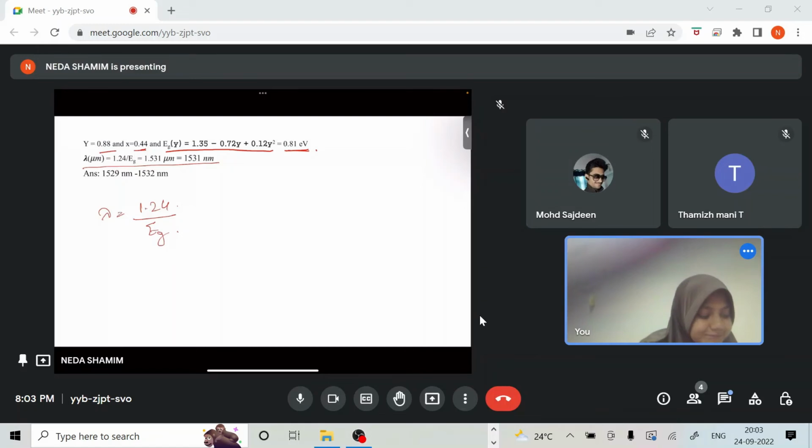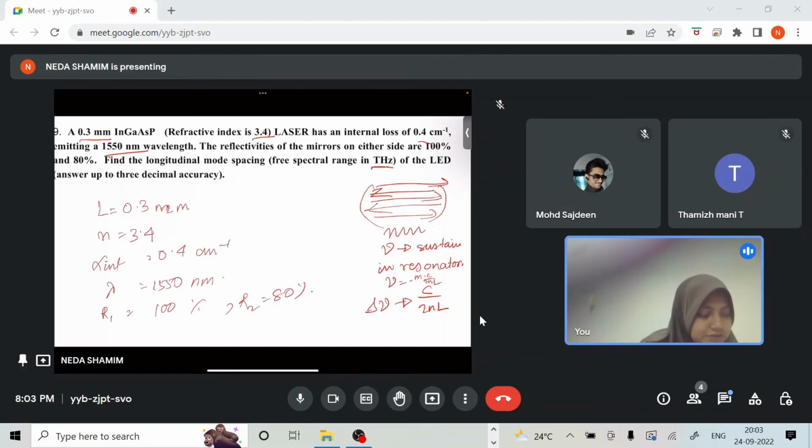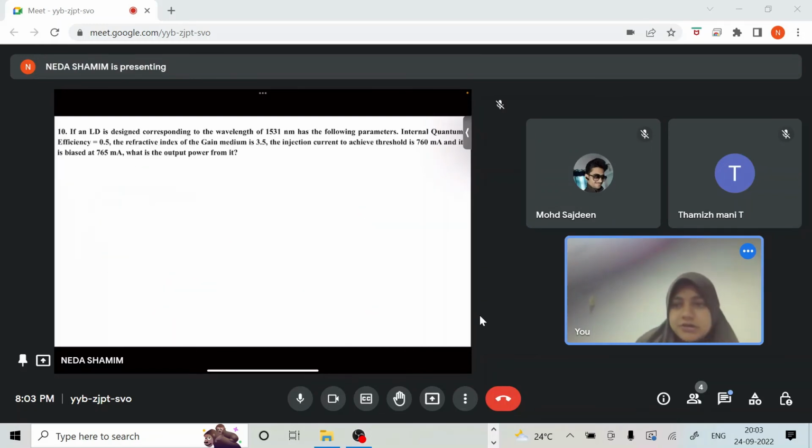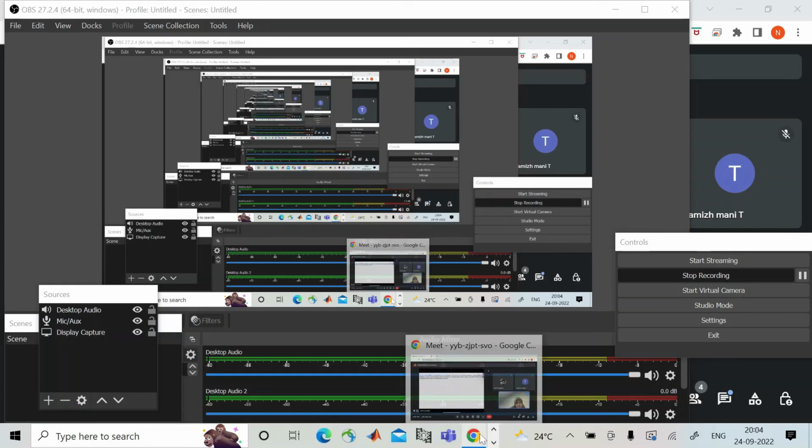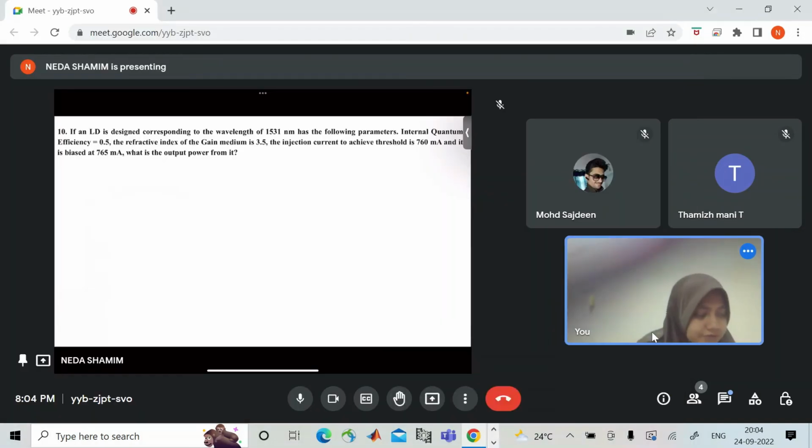Okay. Chalo. Let's move on. My LED is designed to have this corresponding wavelength. Lambda is 1.31 micrometers, has the following parameters. Internal quantum efficiency is given 0.5, refractive index 3.5, injection current. So this is actually I threshold. What is I threshold over here?